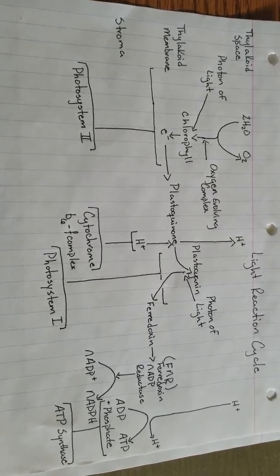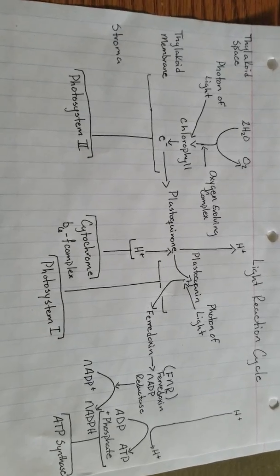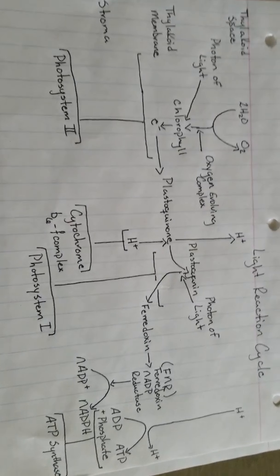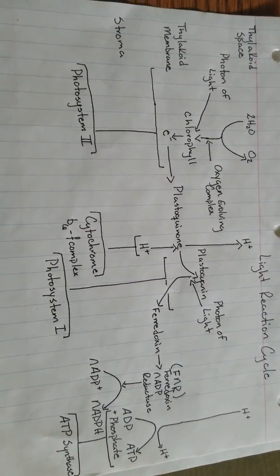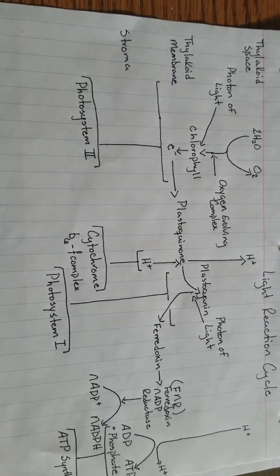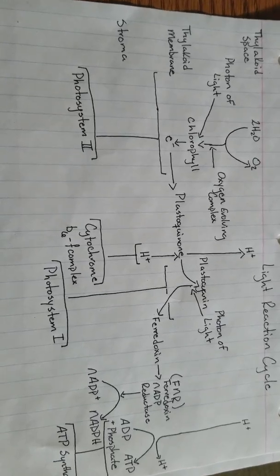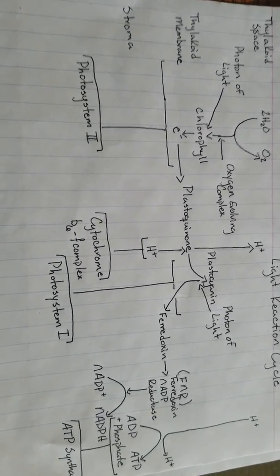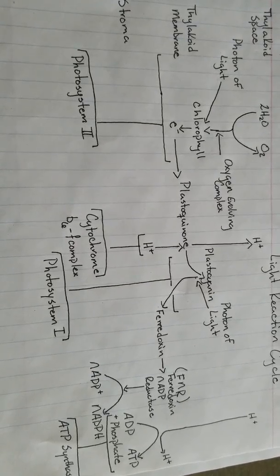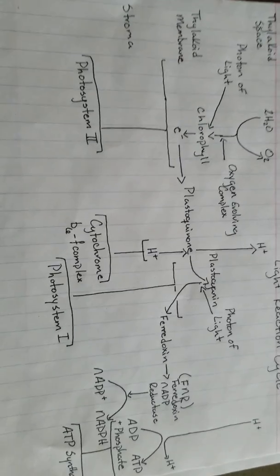I'm going to start off with the light reaction cycle. To start off with, I'm going to start with the thylakoid space, which is a space inside the thylakoid. And the thylakoid membrane is an internal system of interconnected membranes that carry out the light reactions of photosynthesis. And then we have the stroma. The stroma is the supportive tissue of the epithelial organ, tumor, gonads, etc., consisting of connective tissues and blood vessels.